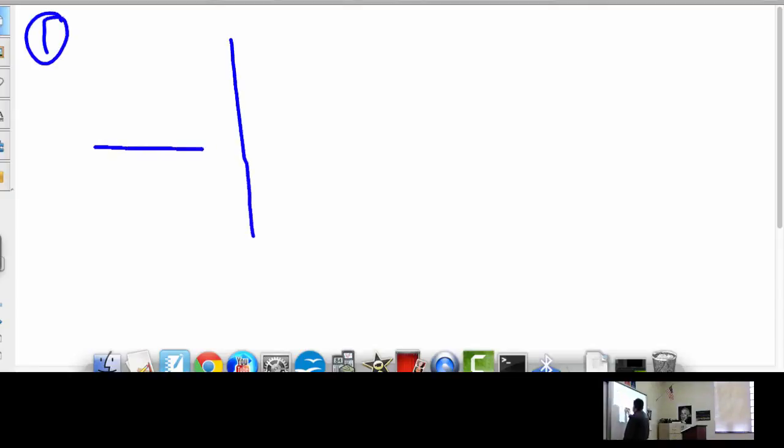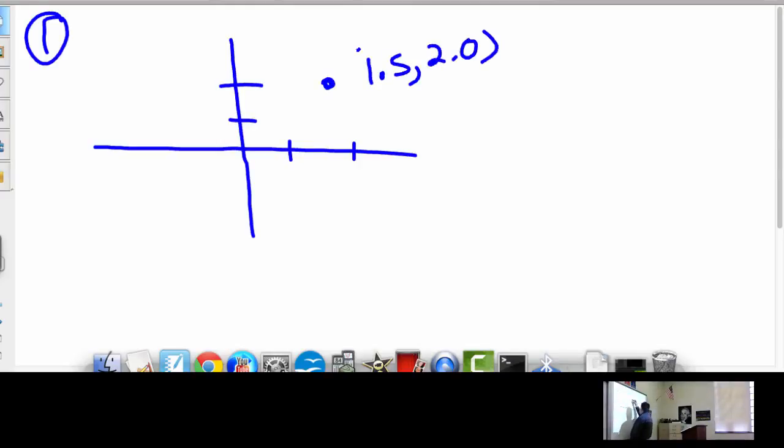So for problem number 1, it says we have Cartesian coordinates of 1.5, 2 meters. So we've got this point here, which is 1.5 meters by 2 meters. And we're asked to convert that into polar coordinates.